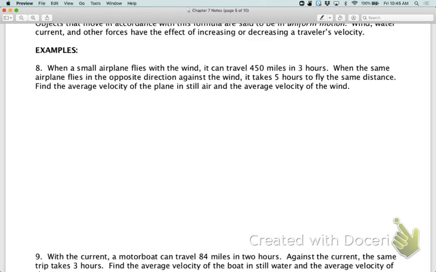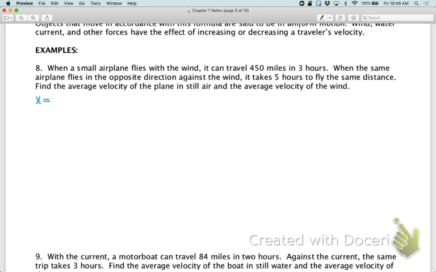Okay, so I always say when you're trying to define your variable, look at the question. What is it asking us to find? So it is asking us to find the average velocity of the plane and the average velocity of the wind. So we're going to let those be our variables.